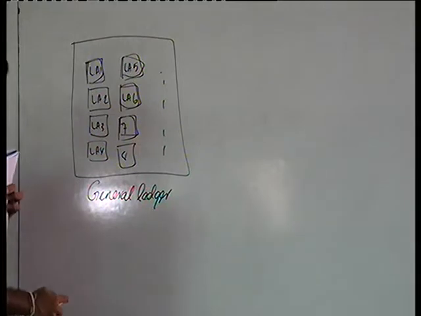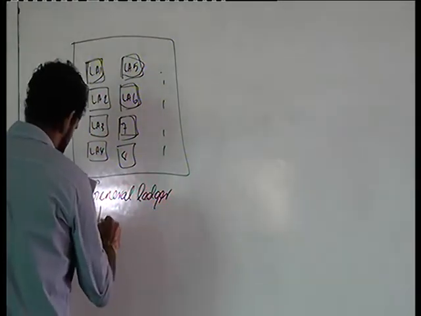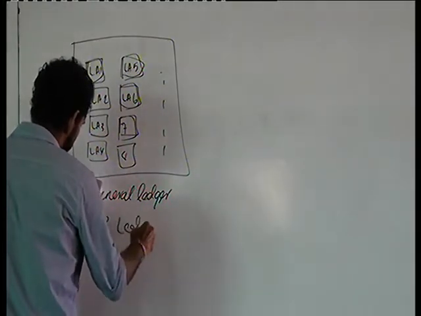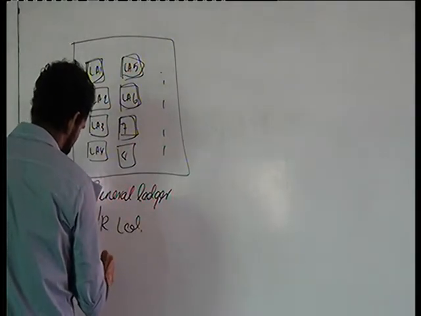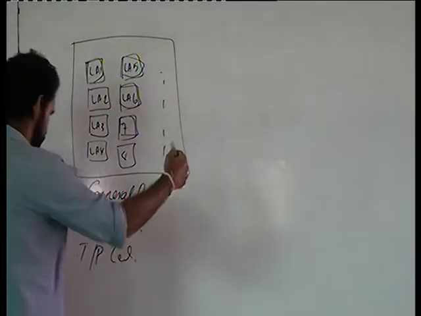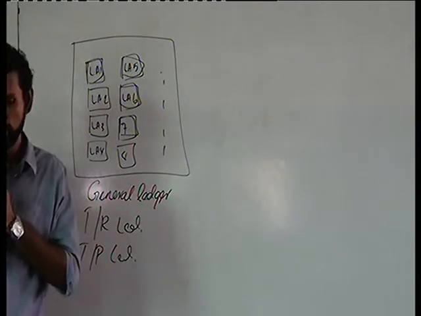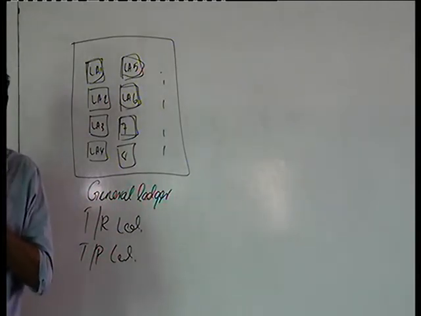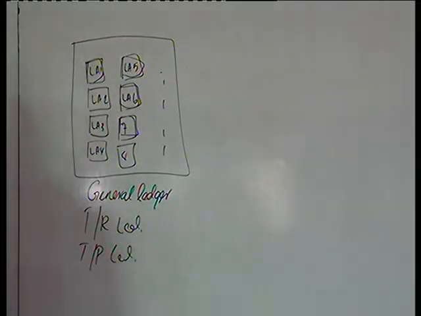So apart from the general ledger, we might have a trade receivables ledger. We might have a trade payables ledger. Likewise, there could be different ledgers. The general ledger contains all the ledger accounts which are there in a company. So now we'll see how this general ledger will have an impact on our process.